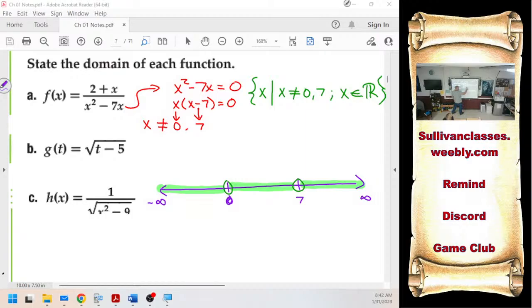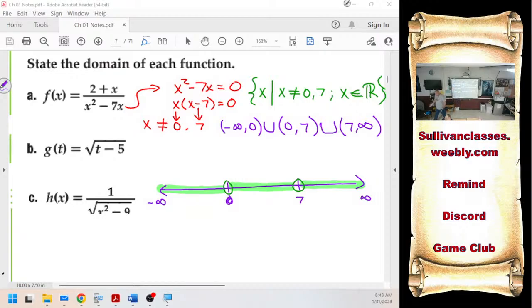Negative infinity, all the way to 0. To exclude it, do I use parentheses or brackets? Parentheses. Brackets means it equals. Watch the video, dude. Parenthesis and a union means can't touch this. And then I pick right back up at 0 and I keep going. From 0 until 7, and then can't touch this. And 7 to infinity.